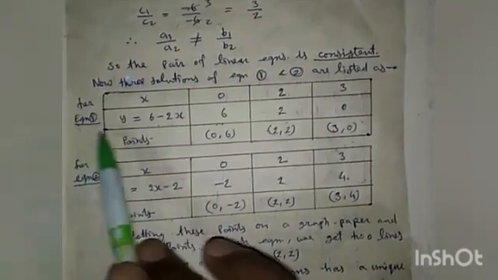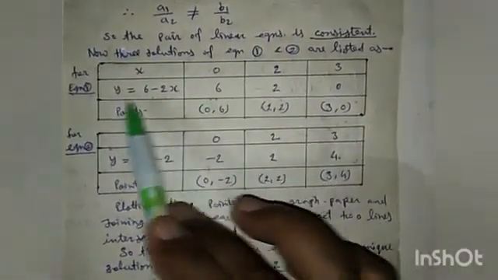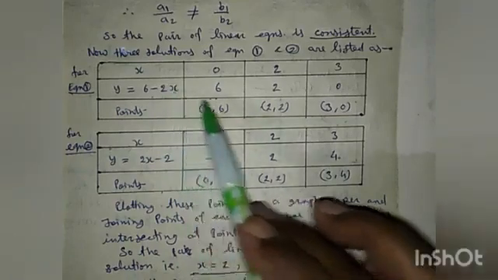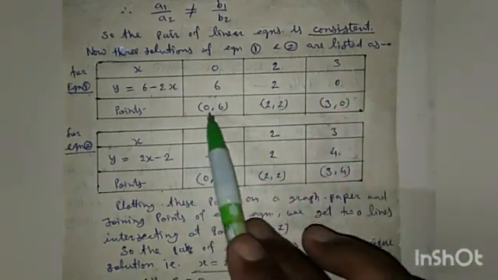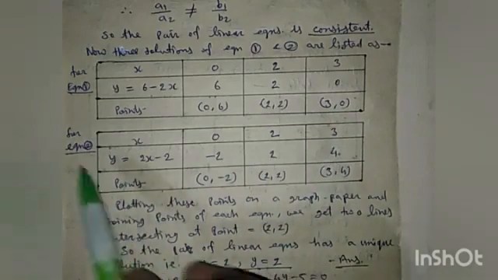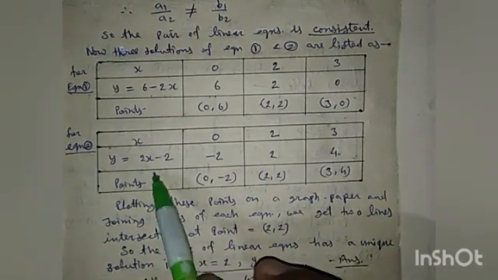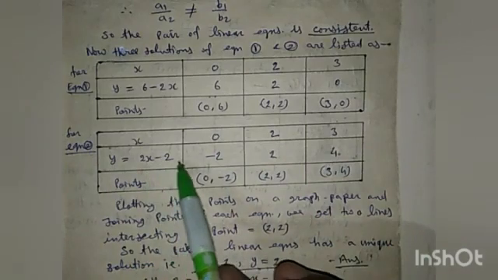So here the table is given for equation number 1: x equal to 0, then y equal to 6 minus 2x, that is equal to 6. Then for x equal to 2 we have y equal to 2. For x equal to 3 we have y equal to 0. So the points are (0, 6), (2, 2) and (3, 0). For equation number 2 the points are x equal to 0, 2, 3 and y equal to 2x minus 2.